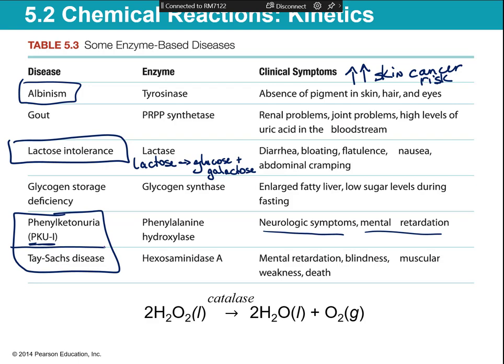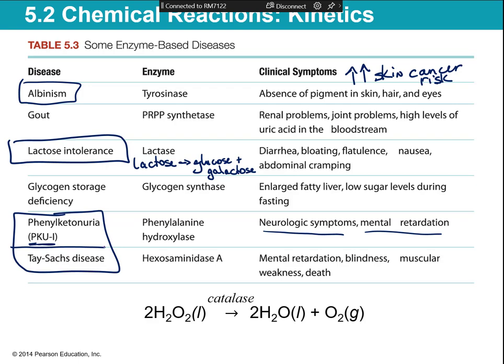So it starts off because of this lack of this enzyme, you cannot make energy for proper neurological development. So mental retardation starts, then the baby loses sight. Then you start to see muscles stop working, and eventually you have respiratory arrest. And that's just one enzyme.